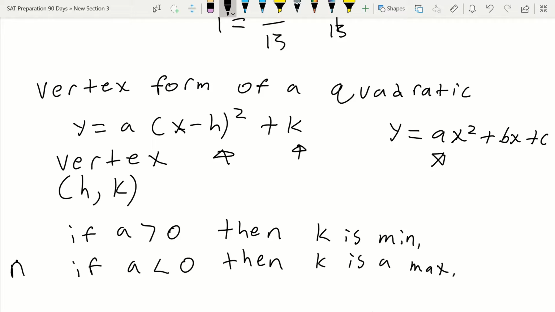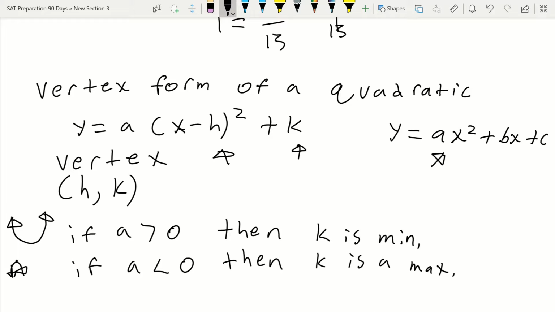All right, so if a is positive, our graph is going to look something like this. And if a is negative, our graph will look something like this. And in which case, if a is positive, we have k as our minimum value, and if a is negative, then k is our maximum value. So what is the x coordinate of our vertex? Well, that's going to be h, right?